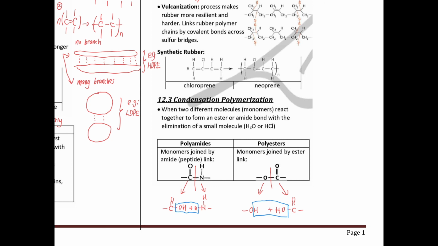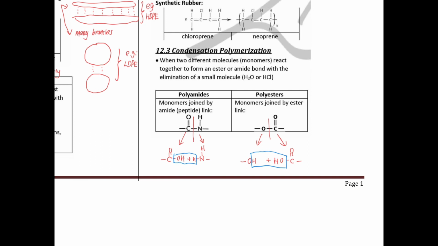So in what situations will they remove HCl then? If it's an acyl chloride, for example C double bond O, Cl, this is an acyl chloride, reacting with alcohol. In this case, they will remove HCl.